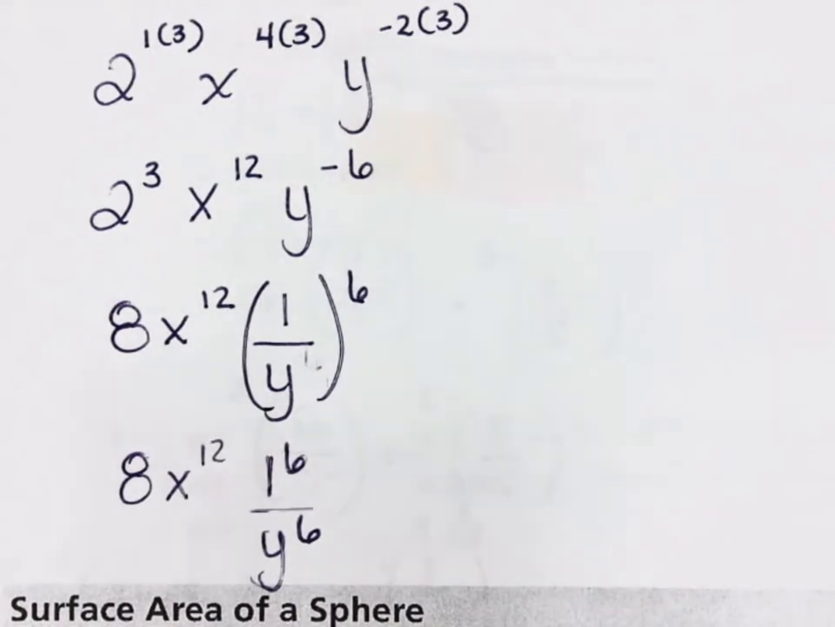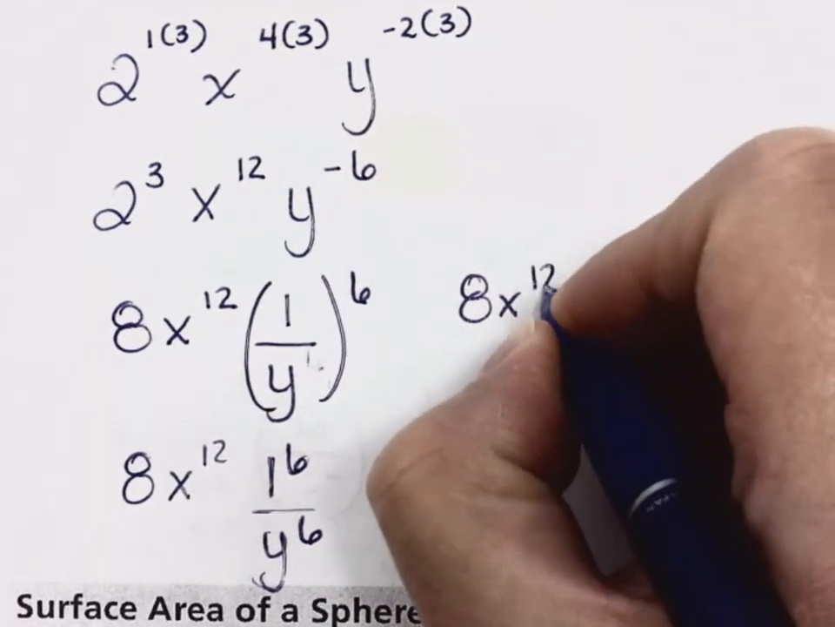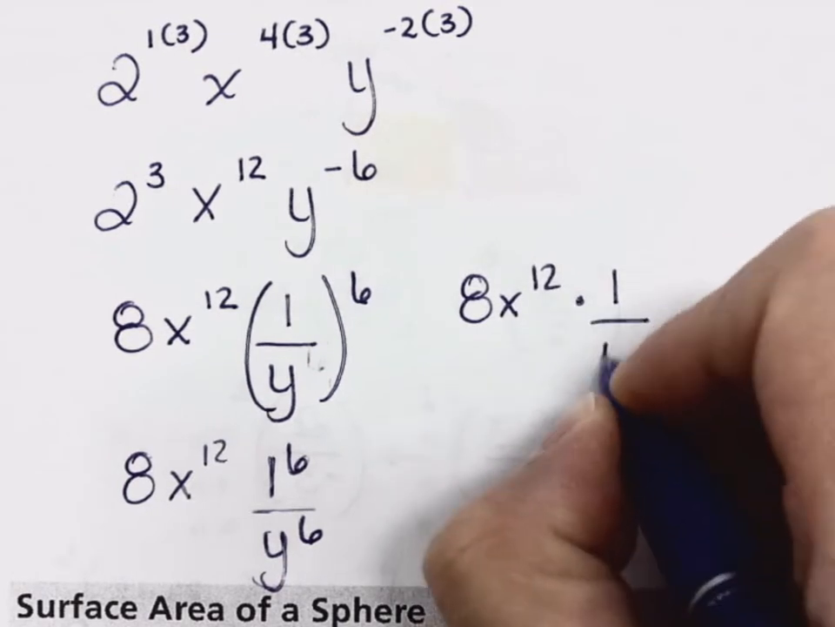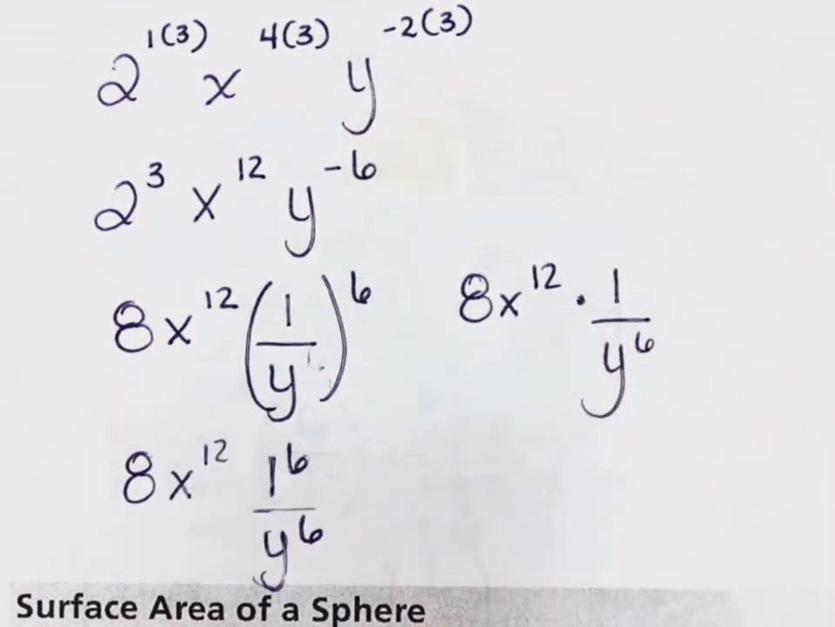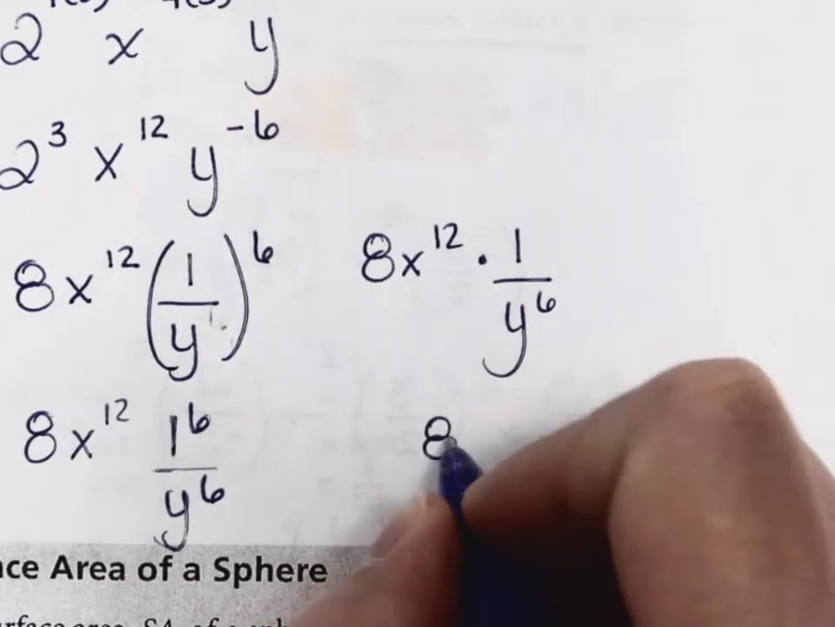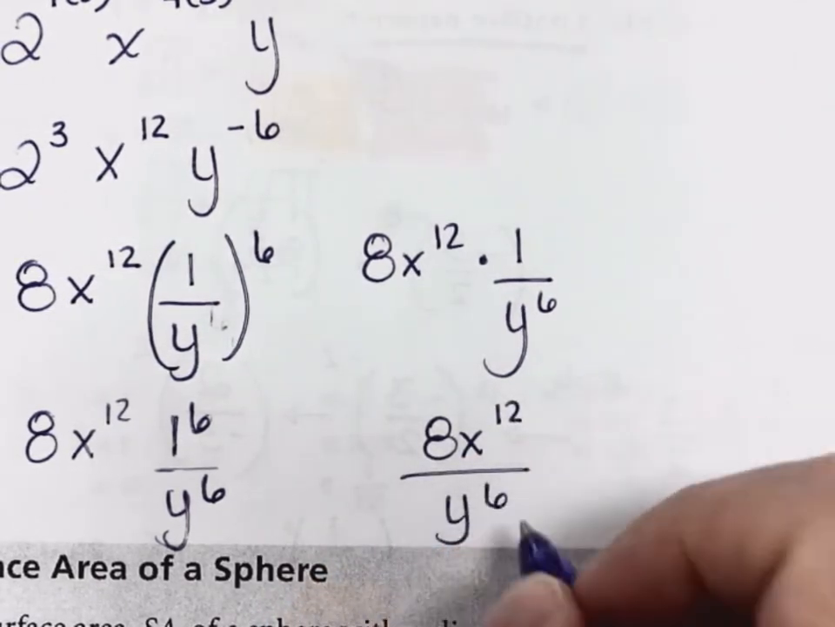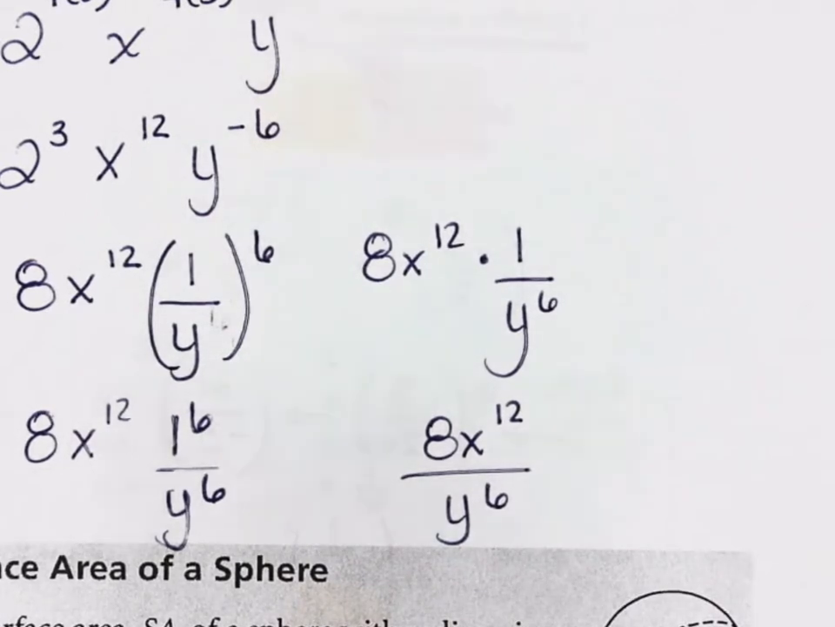What's 1 to the exponent 6? 1. So we're going to have 8 x to the exponent 12 times 1 over y to the exponent 6. And if we were to multiply that through, that would be 8 x to the exponent 12 over y to the exponent 6.